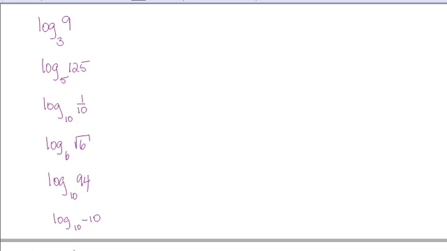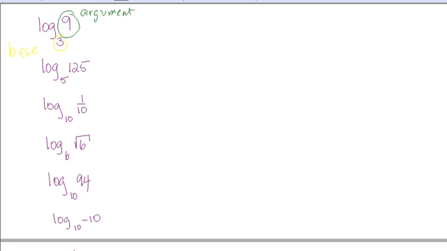So let's take a look at what logs do and how they operate by going through several examples. First of all, what I've got here is a log with a base of 3. So this is called the base. And it has an argument. This number here is called the argument. So a little bit of vocabulary before we start.